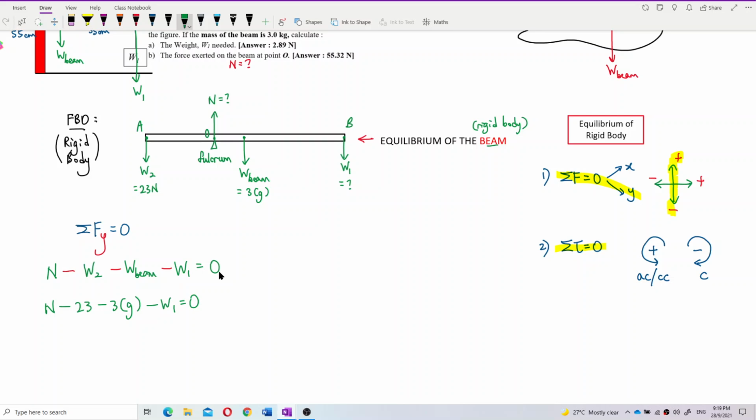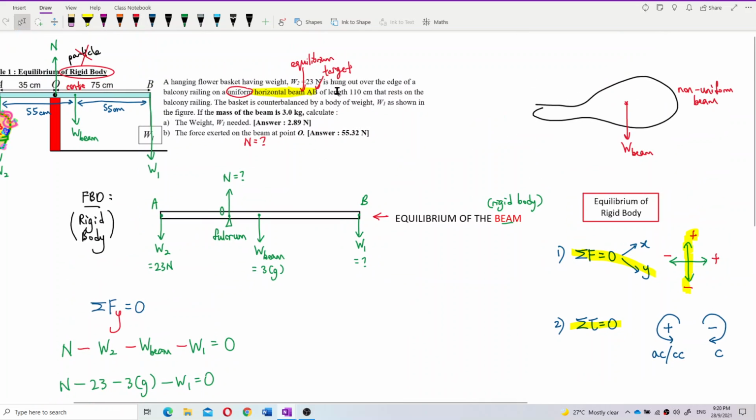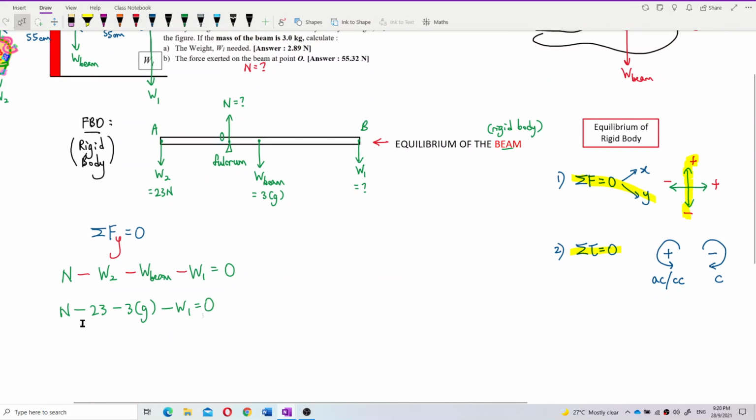So we cannot solve this equation because we have two unknowns. We have the normal, and we also have the weight one. Weight one, we don't know. So this one has two unknowns. That means I need another equation. We must have at least two equations because we have two unknowns. That means we must have two equations to do simultaneous equations. Then only we can solve to find the normal force and the weight.